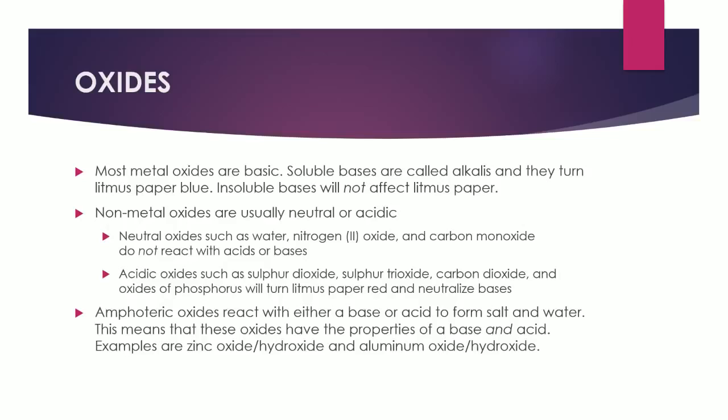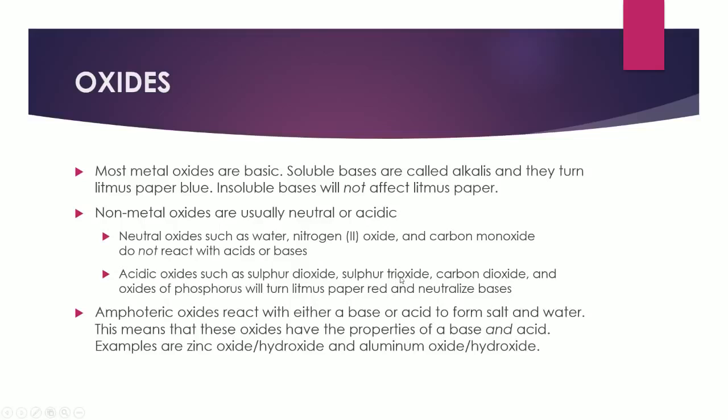Non-metal oxides can be neutral or acidic. So neutral oxides are oxides such as water, nitrogen oxide, carbon monoxide, and because they're neutral, they do not react with acids or bases. Acidic oxides like sulfur dioxide, sulfur trioxide, carbon dioxide, and oxides of phosphorus will turn litmus paper red, as we talked about before, and because they're acids, they will neutralize bases in the neutralization process.